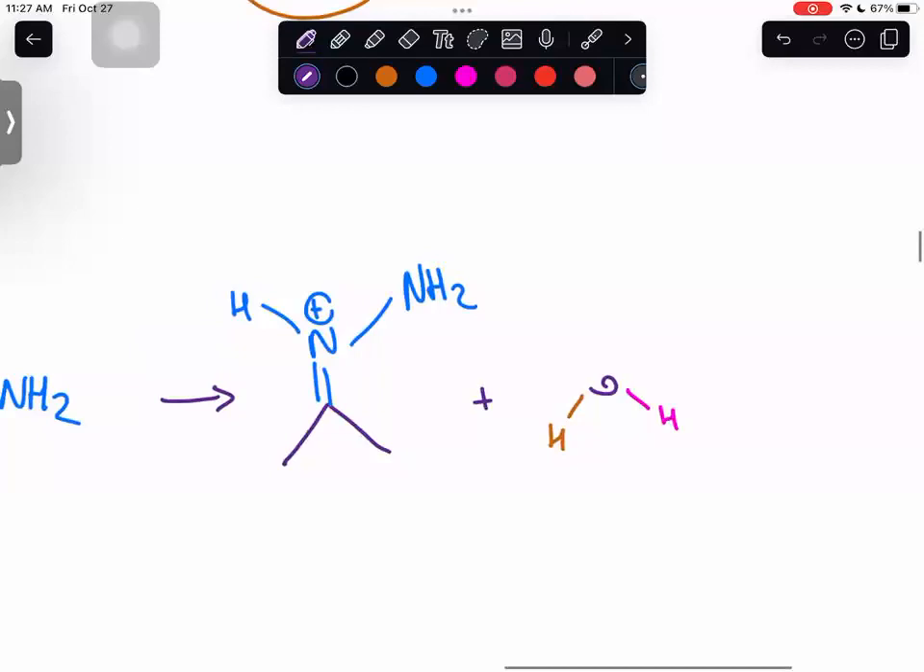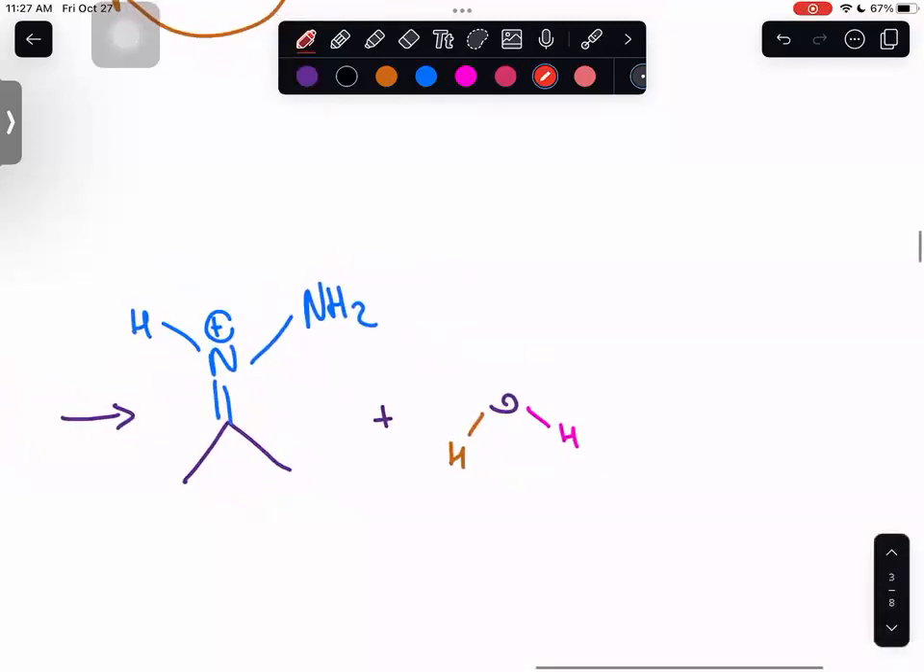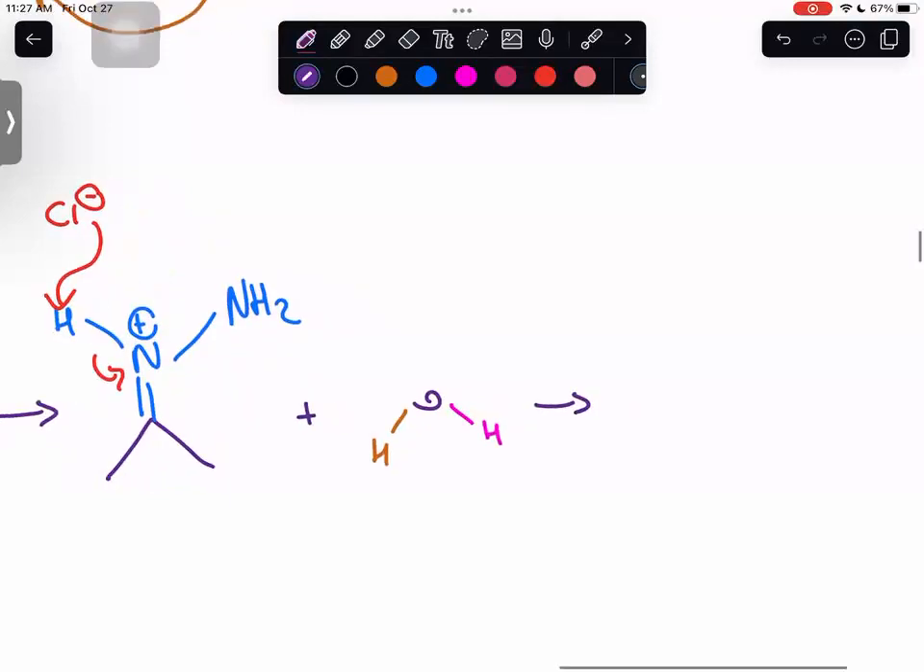Okay, now we still have a nitrogen with a positive charge. How do we neutralize it? What's going to come back? Your chlorine comes back. So now you're going to have your neutral hydrazone.